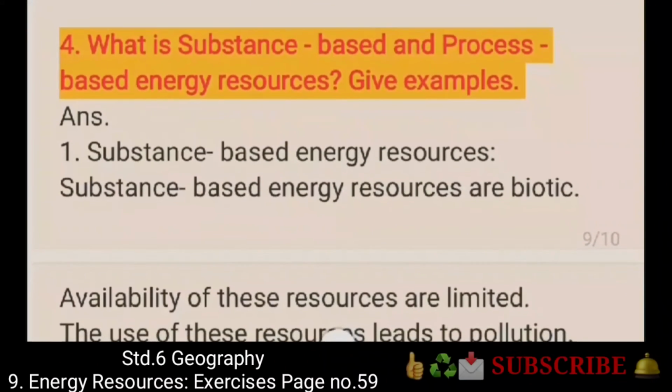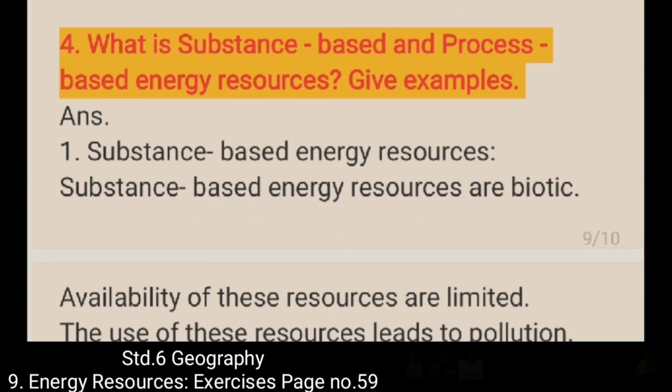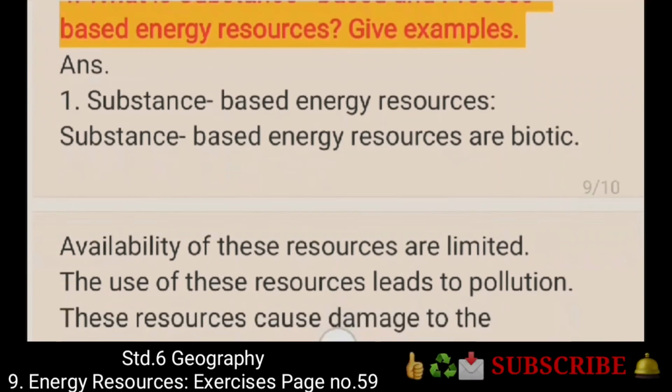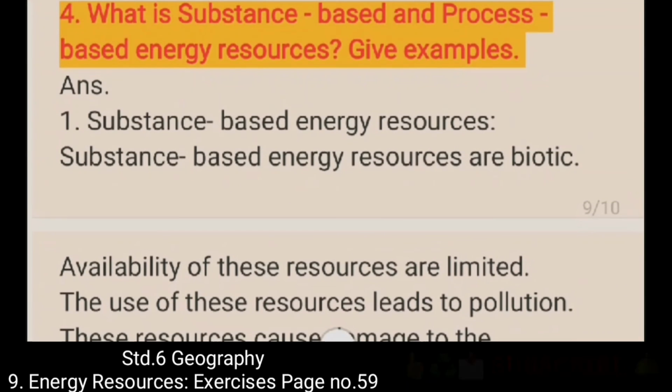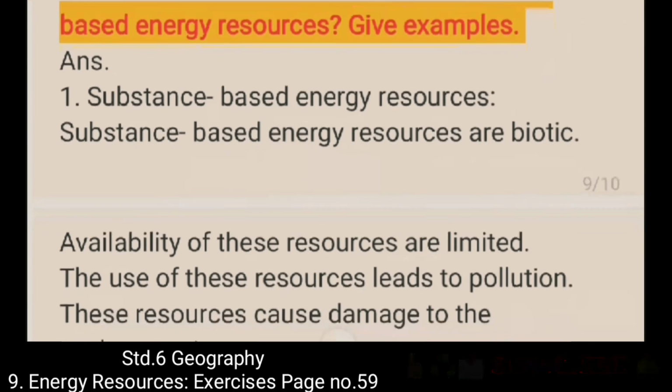Now, the question 4. What are substance based and process based energy resources? Give examples. The answer is, 1. Substance based energy resources. Substance based energy resources are biotic.